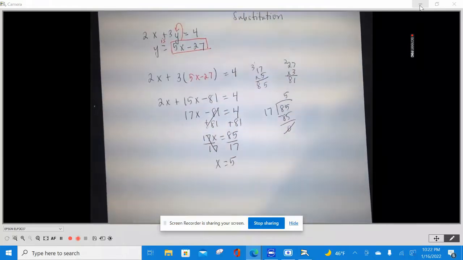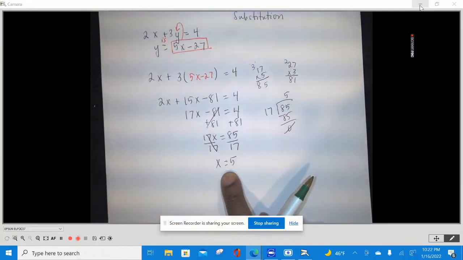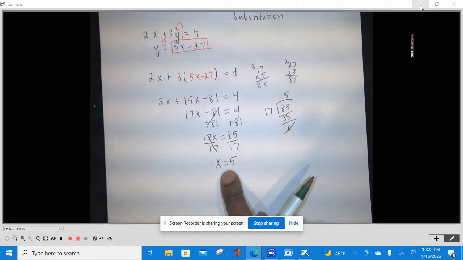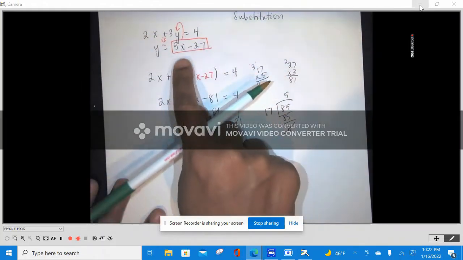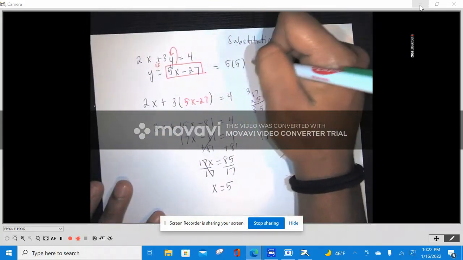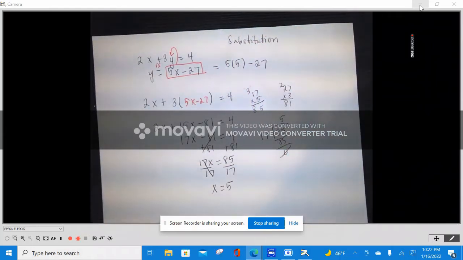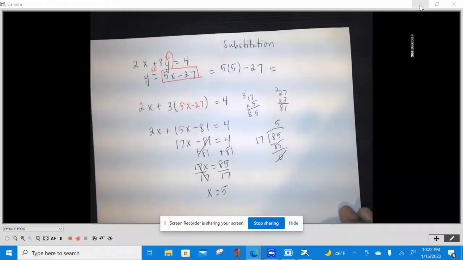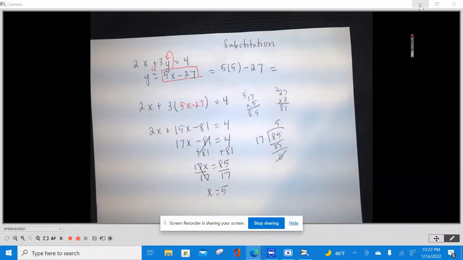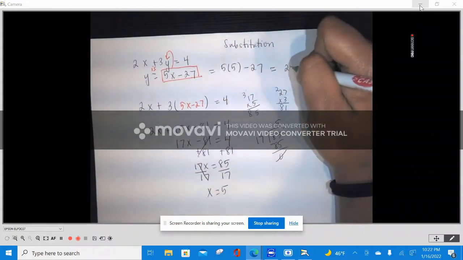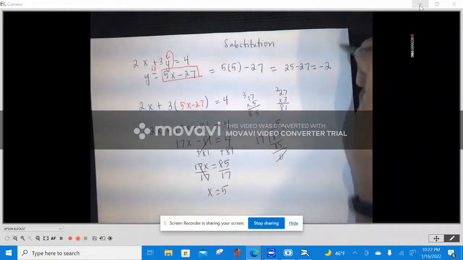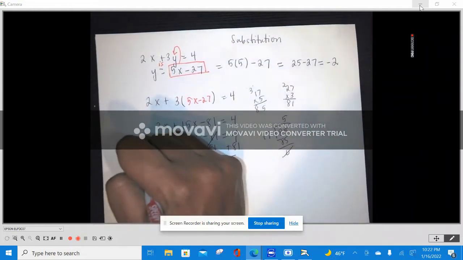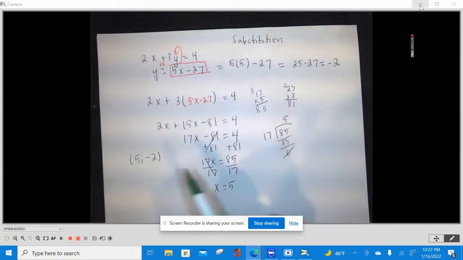And now that I have x is 5, I still need to figure out the y coordinate, right? So now I'm going to take this 5, plug it into here, and then get the y coordinate. Because the whole point of these skills with systems is, what is the point of intersection? Where is it that these two lines have the same coordinate or place where they have the same answer or same solution or same coordinate? So we got 25 minus 27, which is negative 2. So at (5, -2), that's the point of intersection.